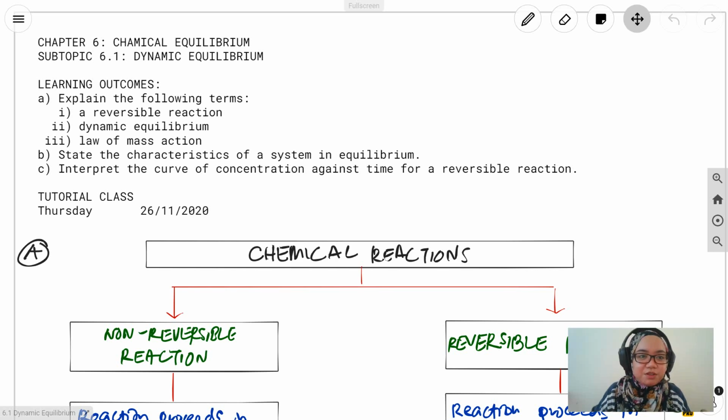Chemical equilibrium. Sorry, I just made a typo just now. It's not "chemical", it's "chemical" equilibrium. Okay, I'm sorry. And today we are going to look at the first subtopic, 6.1, dynamic equilibrium.